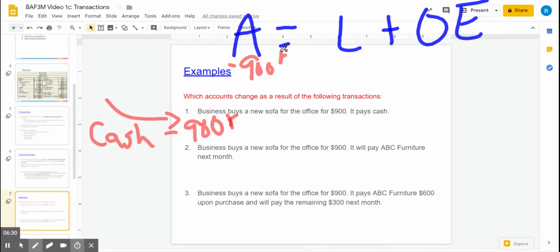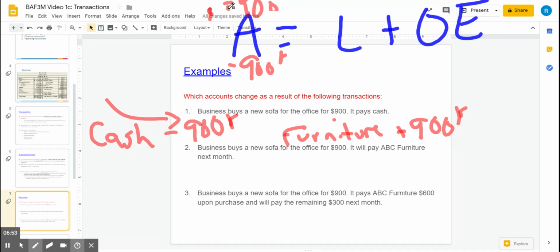What else happened here? What do you think is the other account that needs to change for the business? Well, the answer is we have a new sofa now. So the value of our furniture, which we'll say is an asset, the value of all of our business's furniture has gone up by $900 because we just bought a $900 sofa. So we would also say that a second account is affected. That says plus $900. So that's the end of the transaction.